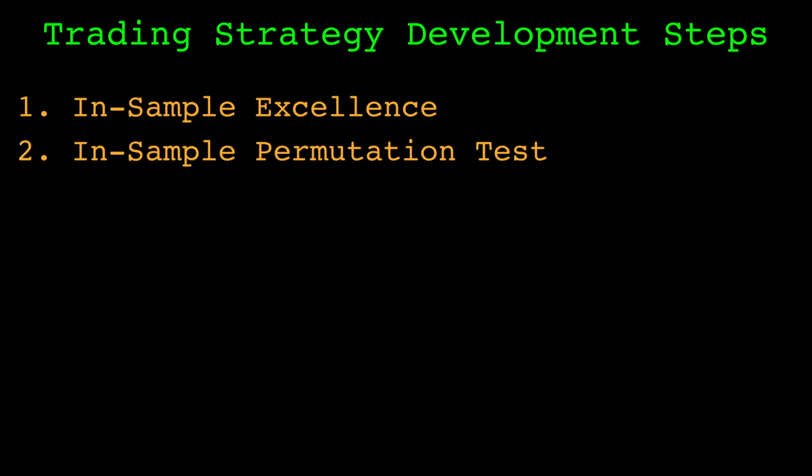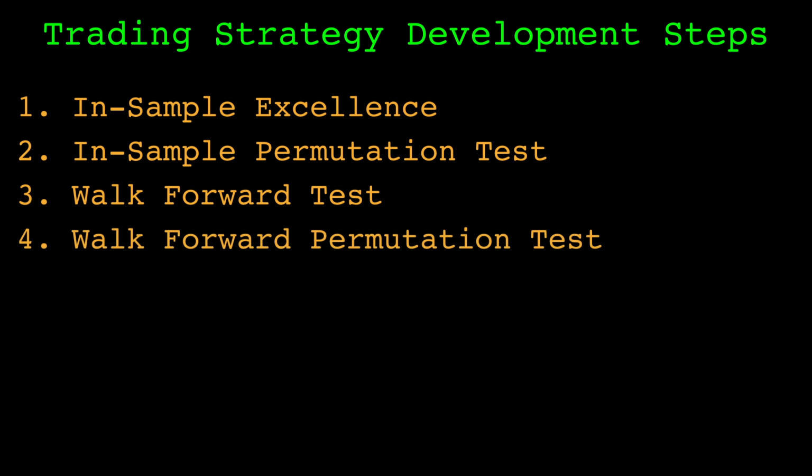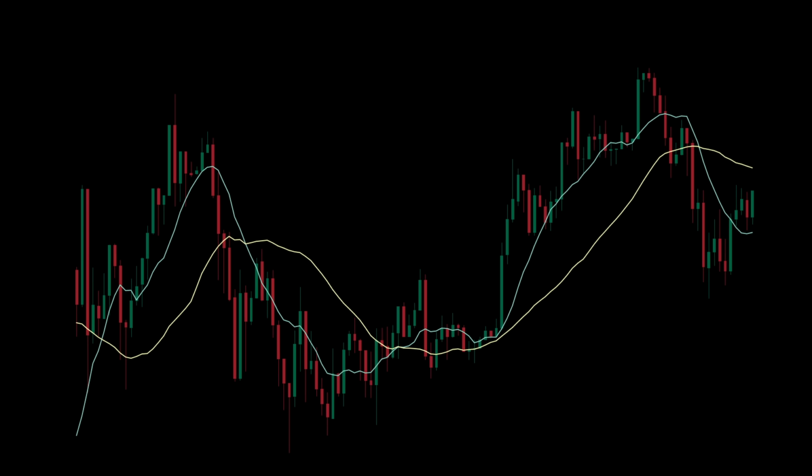The 4 steps are in-sample excellence, in-sample Monte Carlo permutation test, walk-forward test, and walk-forward Monte Carlo permutation test. I'll show an example going through all 4 steps and generalize the concepts so you can try it with your own strategies. First, I'll show how I assess a trading strategy. I'll use a moving average crossover as an example.